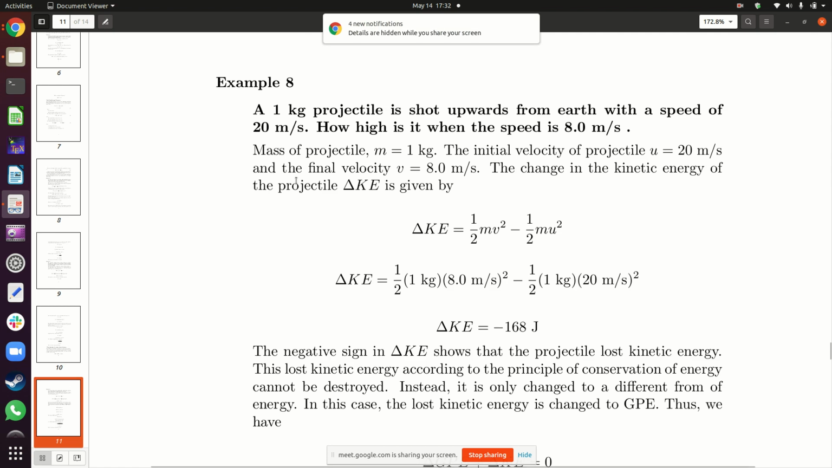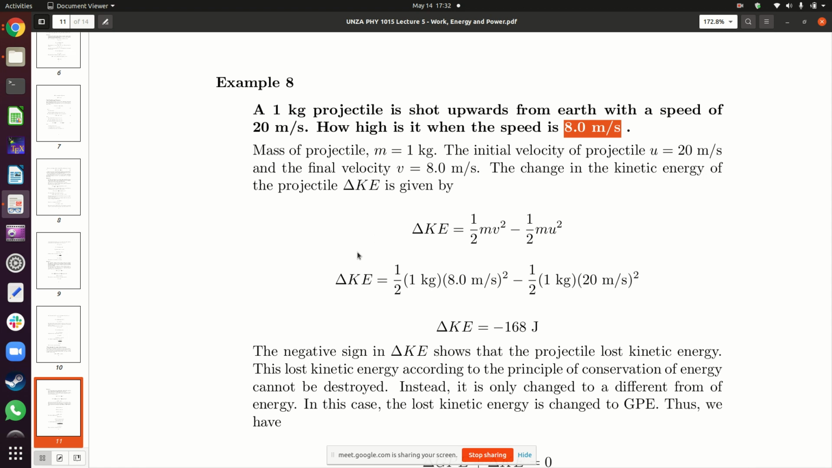Here's an example to demonstrate that fact. Here, a 1 kg projectile is shot upwards from Earth with a speed of 20 meters per second. How high is it when the speed is 8 meters per second? So in this case, some projectile is being shot upwards with a velocity of 20 meters per second, and of course, as something goes up, its velocity has to reduce. So eventually the velocity of this object reduces to 8 meters per second. If the velocity was 20 meters per second initially, then the final velocity at some height is 8 meters per second. So you can see that this object has lost kinetic energy.